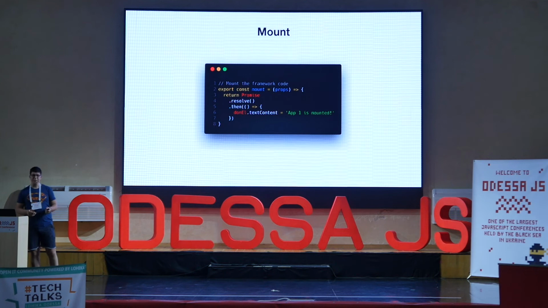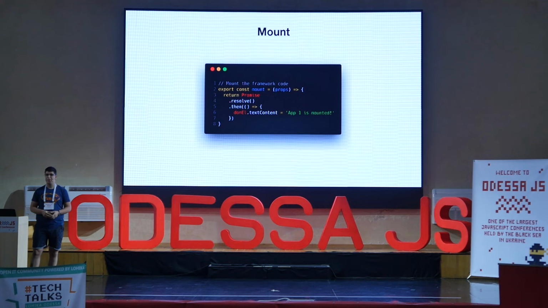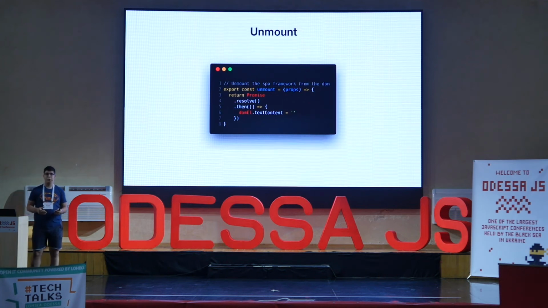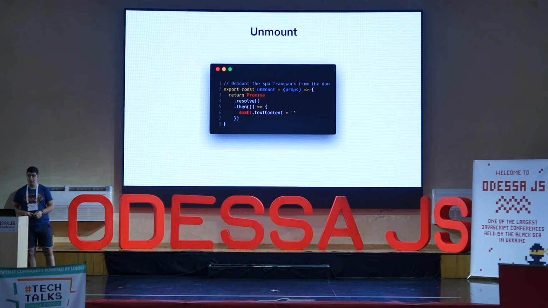For the mount, basically you're mounting your app there when the activity function says that. So it should return a promise, it should resolve, and then we're just here putting some text into this div, but you can also render the React, Angular, or Vue.js app here inside the DOM element div that you have. And the unmount, so it's also good when you mount an app and when you change the page or the activity function is returning false, it should unmount your application and save some space and memory. So here we're just removing everything from the div.